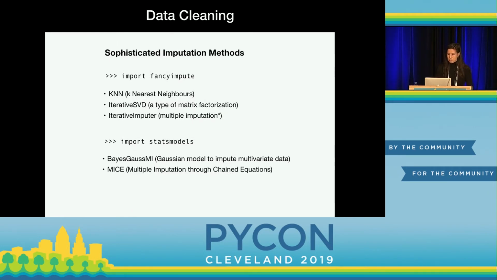There are many more robust methods for handling missing values. You can use a package called Fancy Impute to perform standard imputation methods like k-nearest neighbors and matrix factorization. Statsmodels also has an imputation method which lets you perform techniques like Bayesian multiple imputation and MICE, which stands for multiple imputation with chained equations. And these are much more robust than the previous examples I showed.